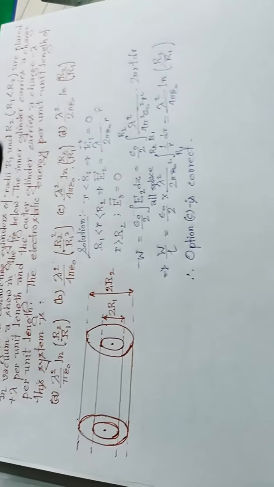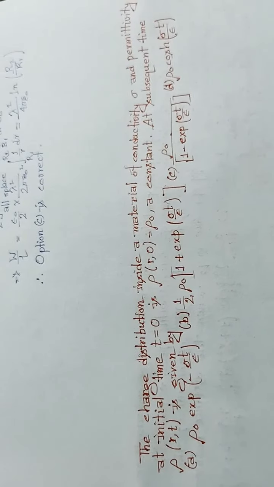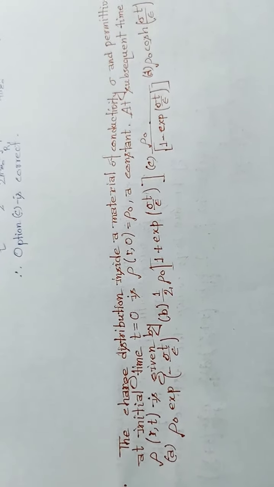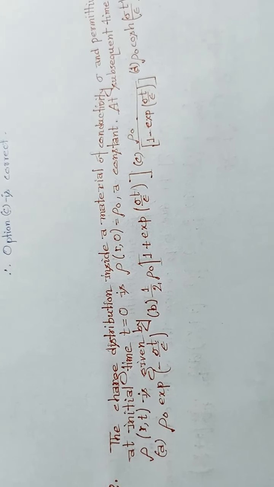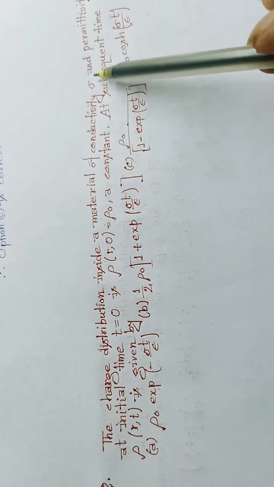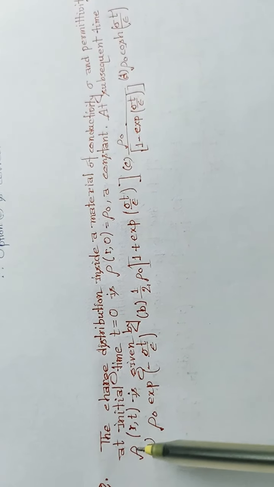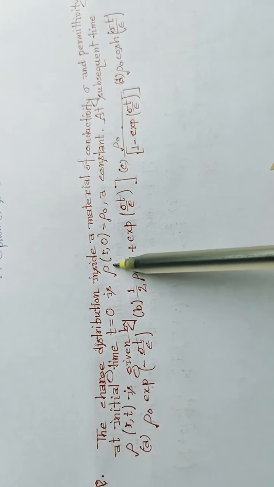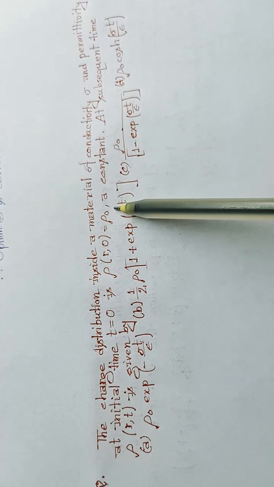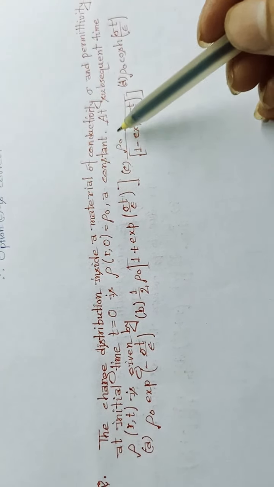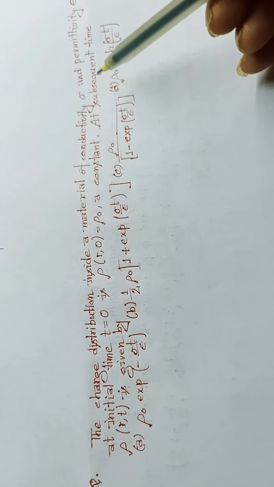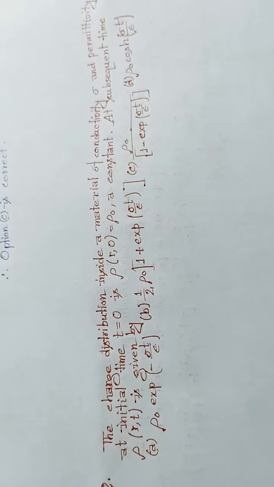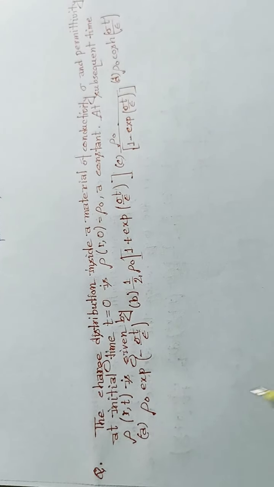Now there is another question appearing in NET 2017 from electrostatics. In this question it is given that the charge distribution inside a material of conductivity sigma and permittivity epsilon at initial time t equal to 0 is rho of r comma 0 equal to rho naught, a constant. At consequent time rho of r, t is given by, there are four options given. So let's solve this question.